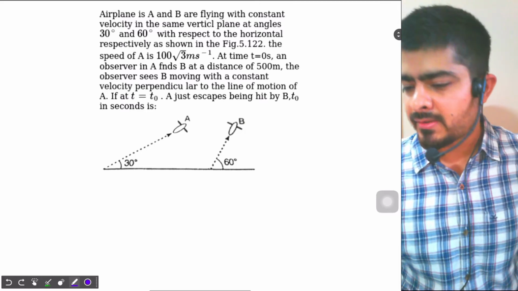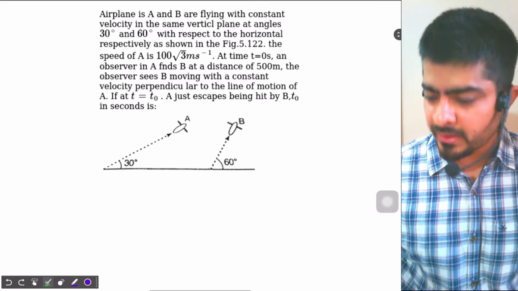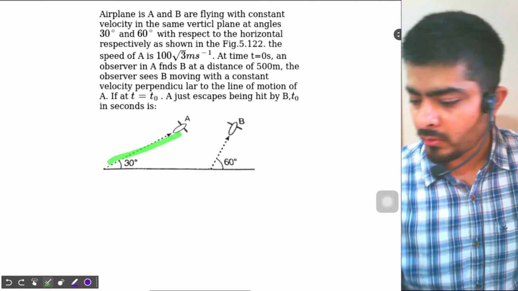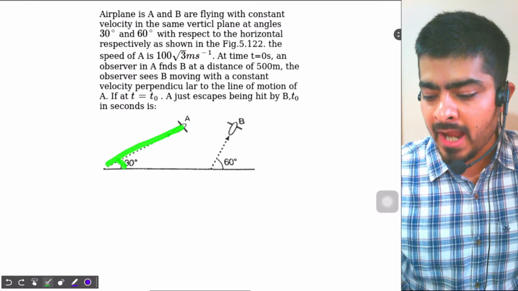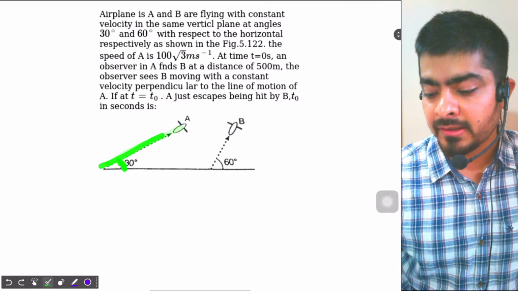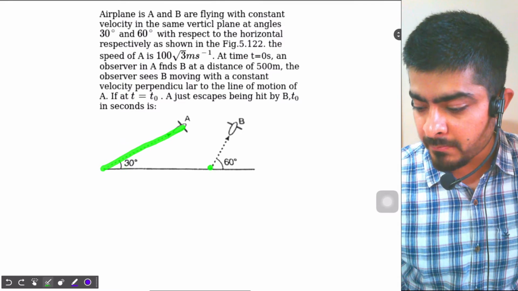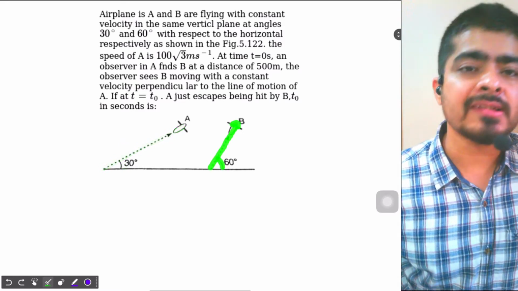Hello students, see this question from IITG 2014. We have two airplanes A and B flying with constant velocity. Plane A is making an angle of 30 degrees with the horizontal. Plane A is flying along this line. Plane B is flying along this line and its angle is 60 degrees.